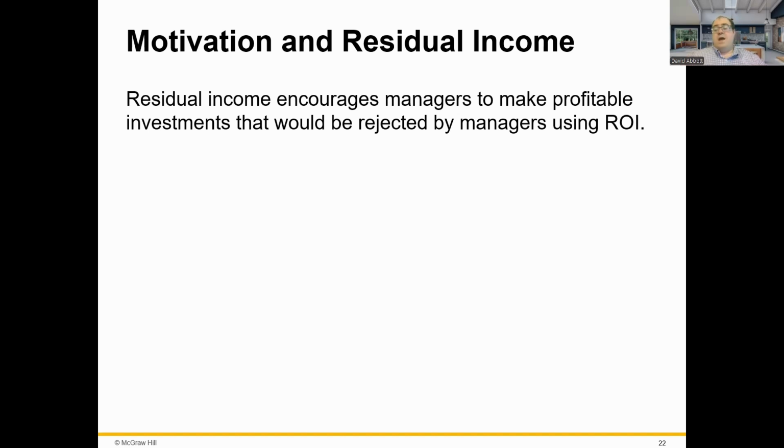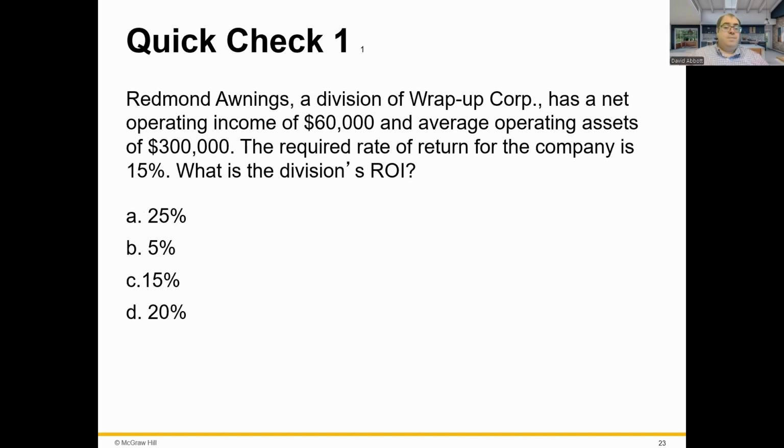So residual income helps the manager to be able to make decisions that would be beneficial to the whole, not just to them. So we have here a quick check. Redmond Awnings, a division of Wrap Up Corp, has a net operating income of 60,000, and average operating assets of 300,000. The required rate of return for the company is 15%. What would be the division's ROI?